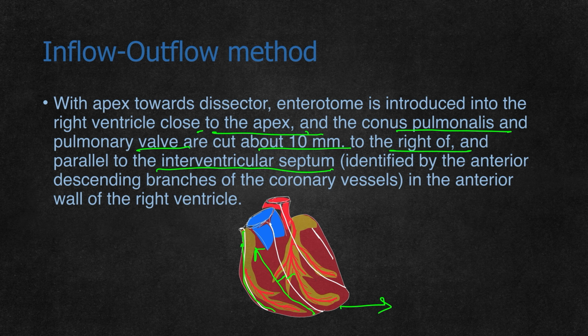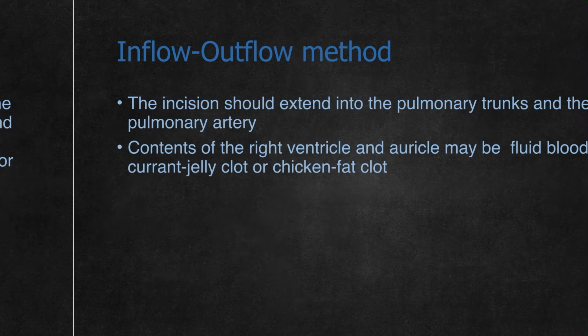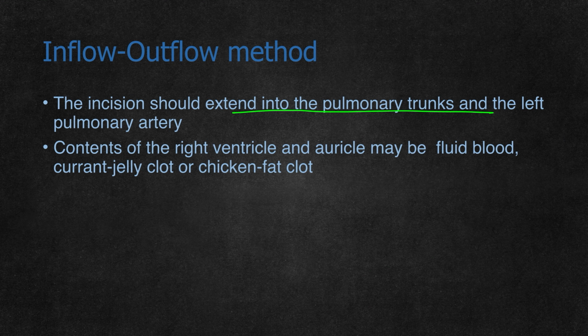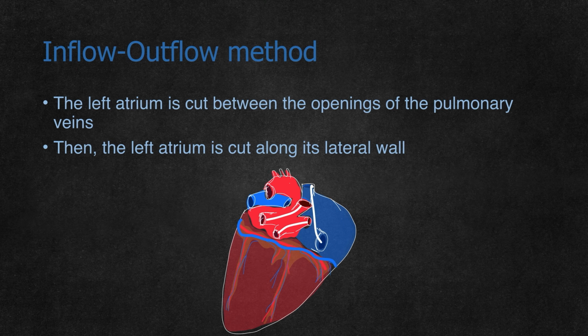About 10 mm from the interventricular septum, the incision is taken, which is identified by the anterior descending branch of the coronary vessels. So this is the descending branch of the coronary vessels. About 10 mm from that, the third incision is taken. The incision should extend into the pulmonary trunk and the left pulmonary artery. The contents of the right ventricle and auricle may be fluid blood, currant jelly, or chicken fat clot.